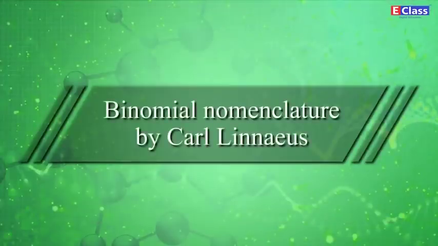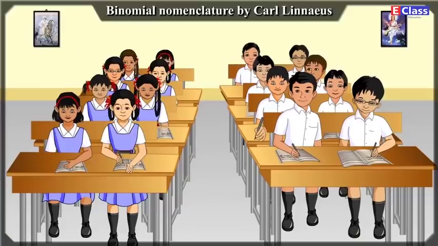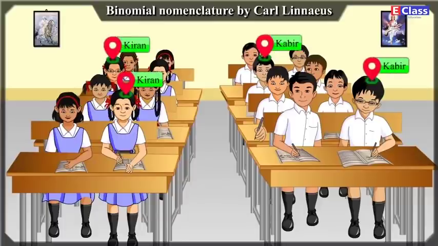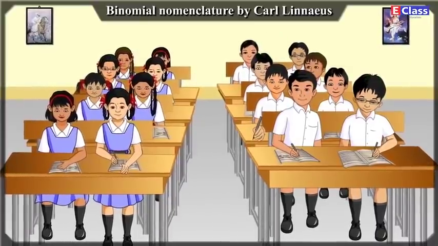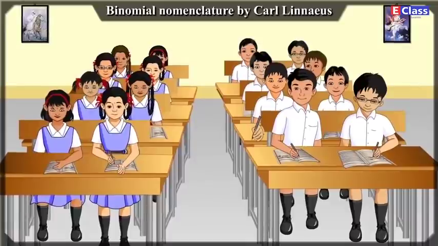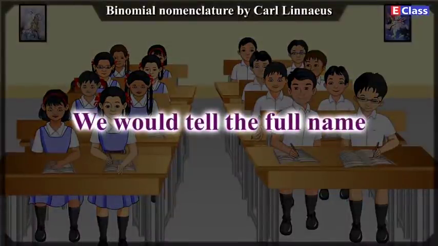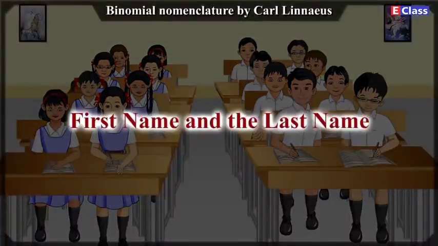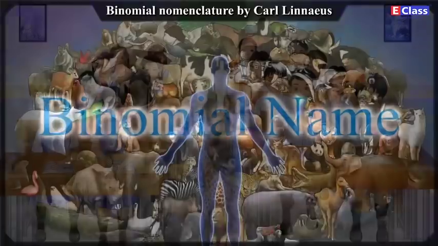Binomial Nomenclature by Carl Linnaeus. Imagine that there are four students with a name Kabir or Kiran in a classroom. If you are talking about any one of them, how would you ensure that others know which one of them you are talking about without any confusion? We would tell the full name, that is, the first name and the last name. This is similar to binomial nomenclature.